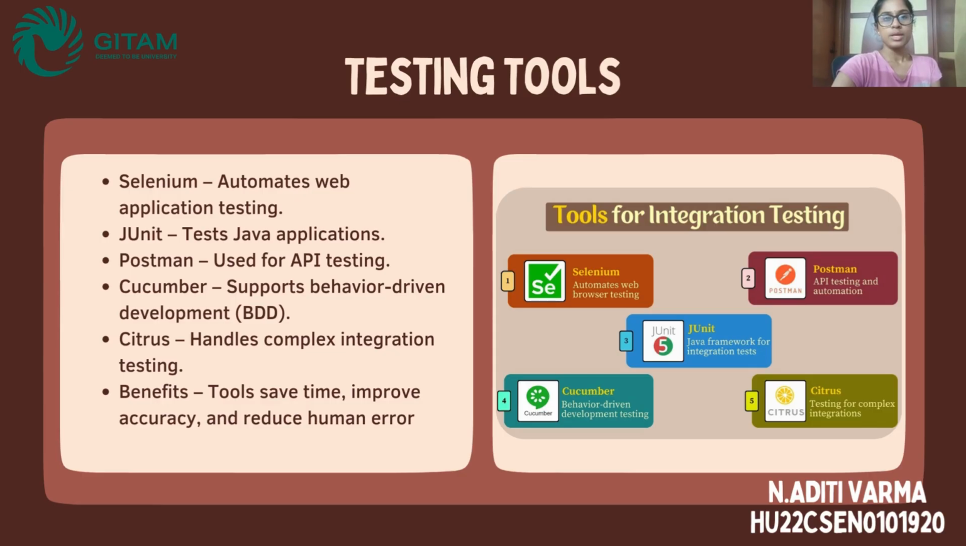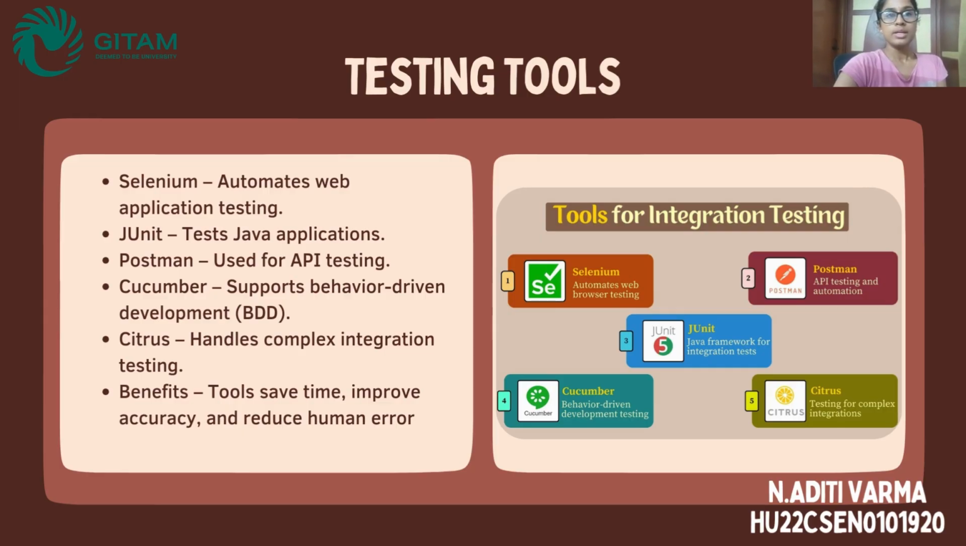And Postman is used for API testing. It checks how different software components communicate using APIs. For example, testing if a weather app fetches real time data correctly. Cucumber is for behavior driven testing. It uses human readable test cases, making collaboration easy. For example, writing test cases in plain English instead of code.